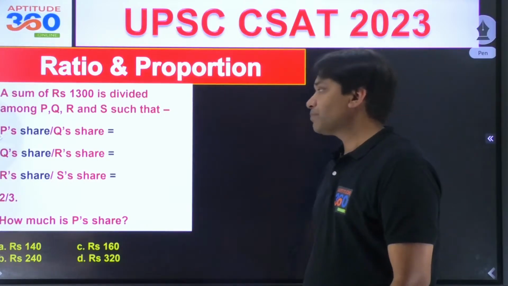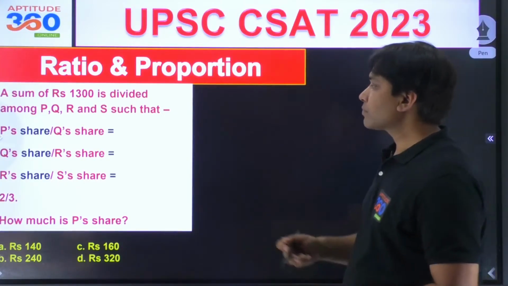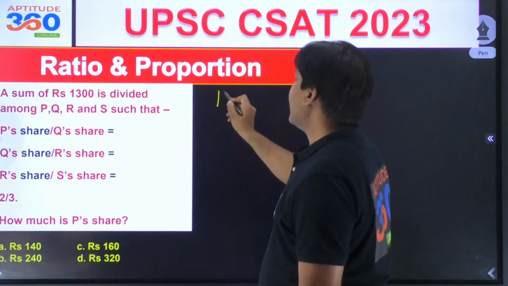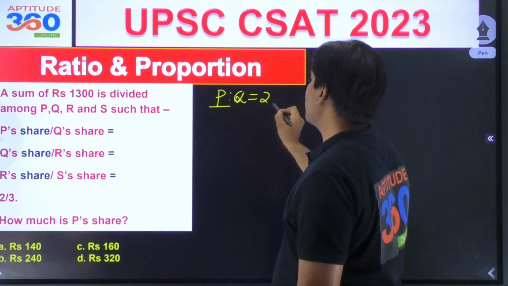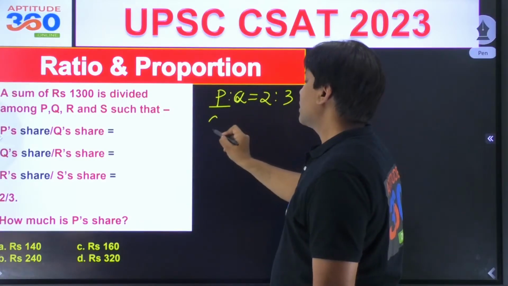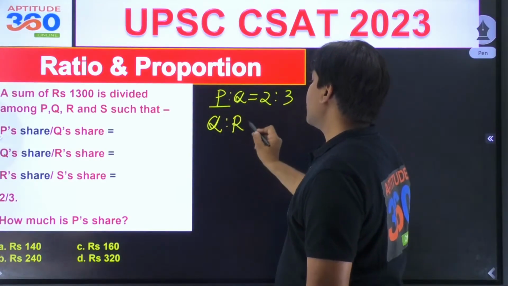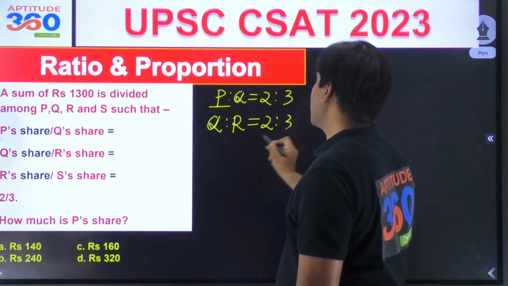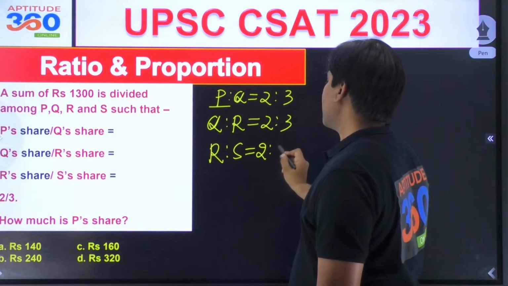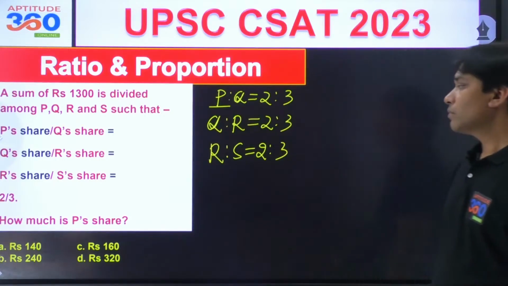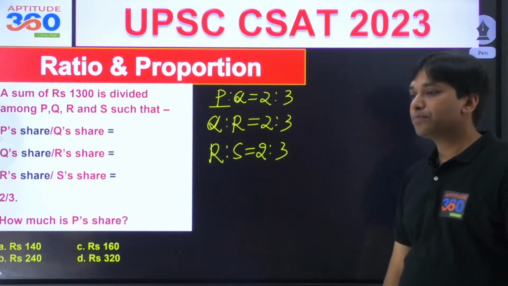Solve this problem. Ye keh raha hai ki P is to Q, 2 is to 3, Q is to R, 2 is to 3, and then R is to S, 2 is to 3. Laga lo isko. How much is P's share?